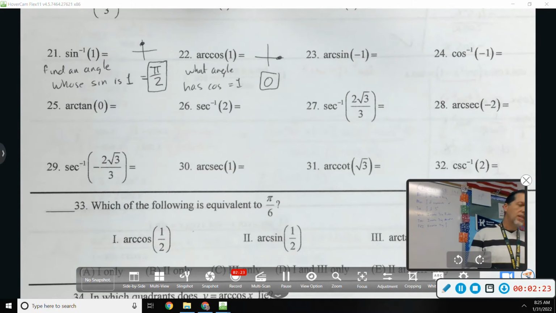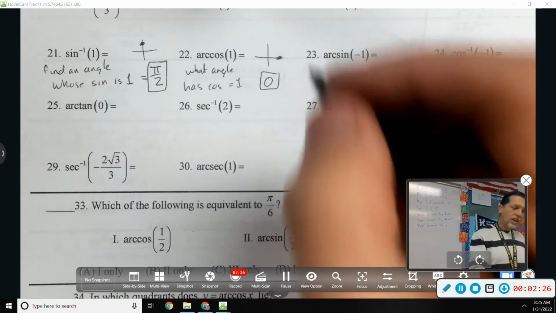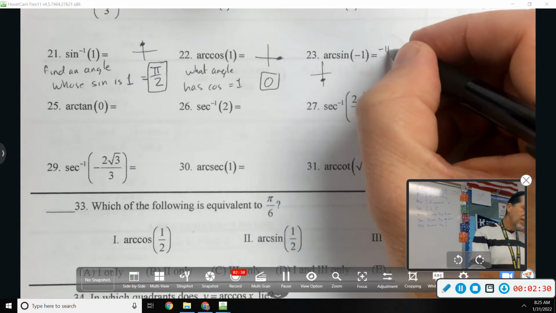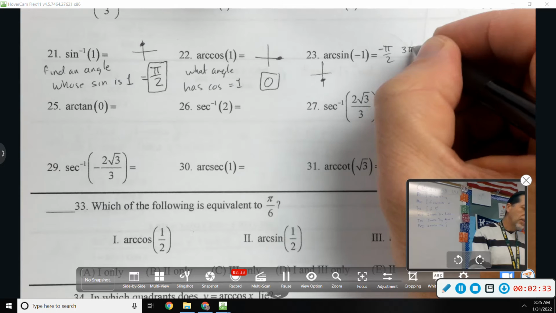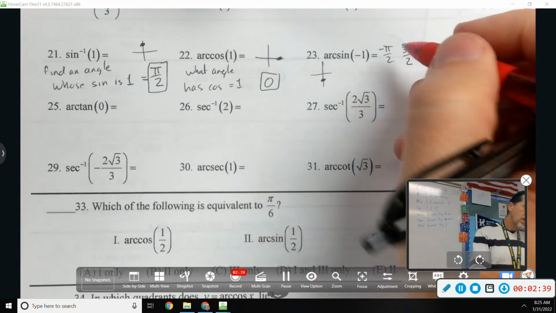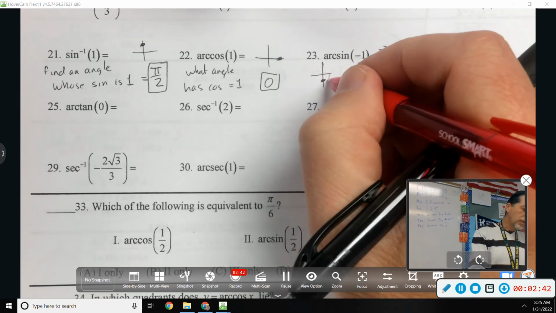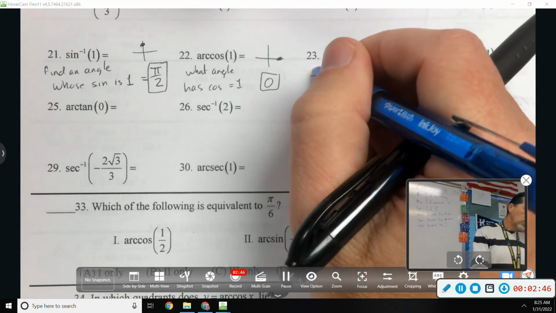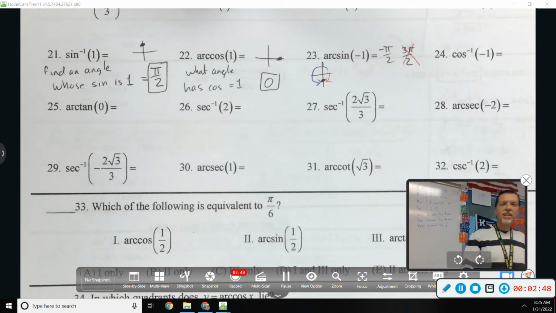Arc sine negative 1. Ooh, let's do that one. Good. It's in the down spot, but is that negative pi over 2 or 3 pi over 2? Yeah. Why negative pi over 2? Shortest answer possible. And 3 pi over 2 would mean you went through the black hole, the quadrant of death, and you died. It's a little dark for Monday morning, but stay out of the third quadrant.